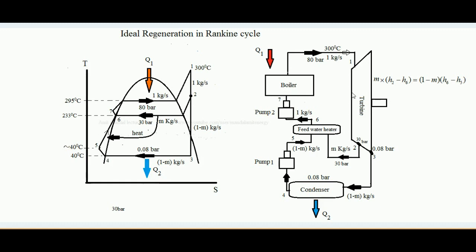Now over here, the values H2, H6 and H5 can be found by analysis and by steam tables, and how to find those is mentioned in my Rankine cycle lecture. So the only unknown variable is m, which can be found by this equation.